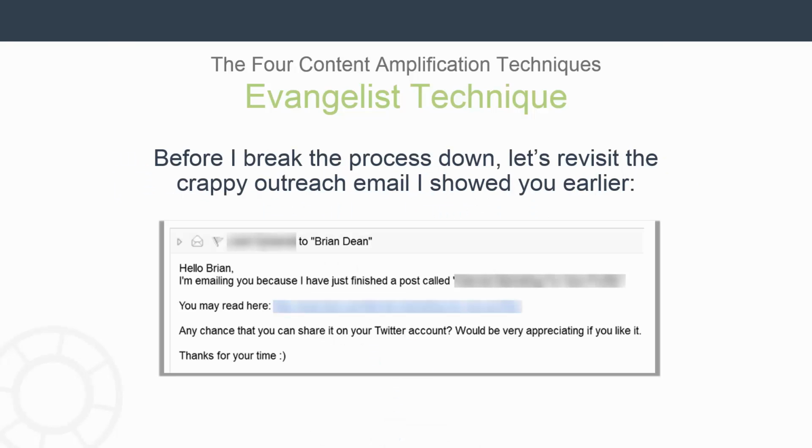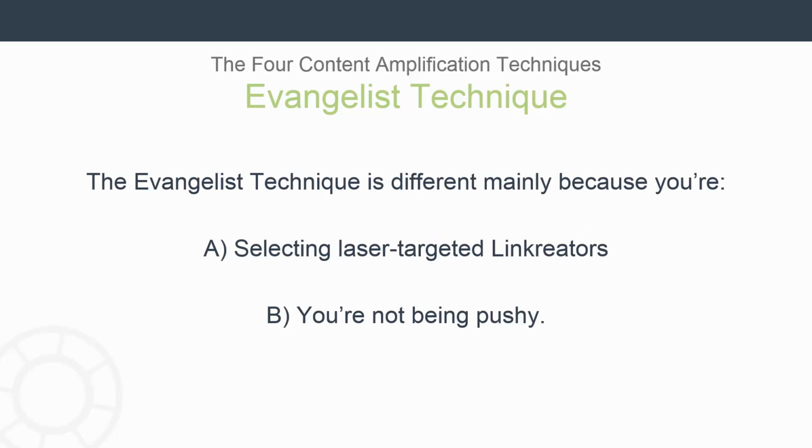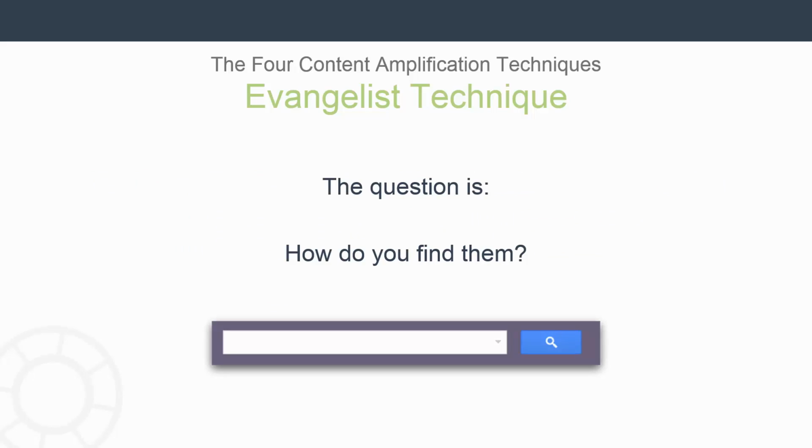Now, before I break the process down, let's take a quick look at that crappy outreach email that we looked at before. Now, how is the evangelist technique more effective than that crappy outreach email? Well, it's different for two reasons. First, you're selecting laser targeted link creators and you're not being pushy. Because remember, the best targets for outreach are people that are interested in your Power Page's topic.